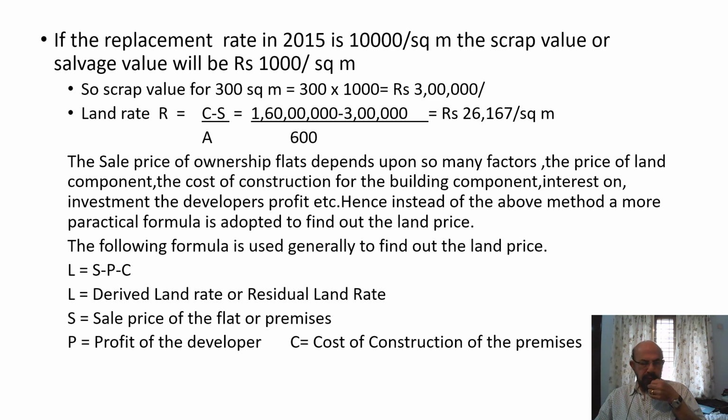Land price is equal to S minus P minus C. L is derived land rate or residual land rate. S is equal to sale price of the flat or premises. P is the profit of the developer. C is the cost of construction of the premises.